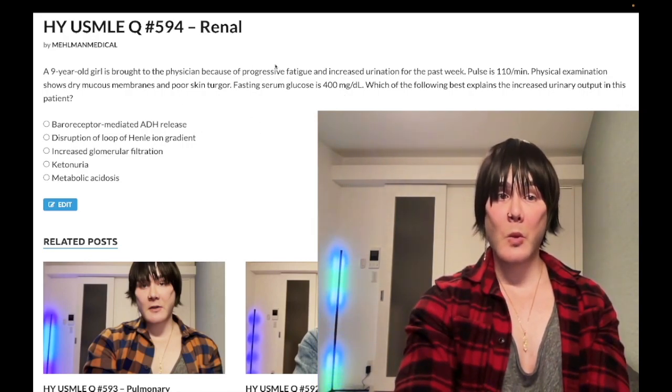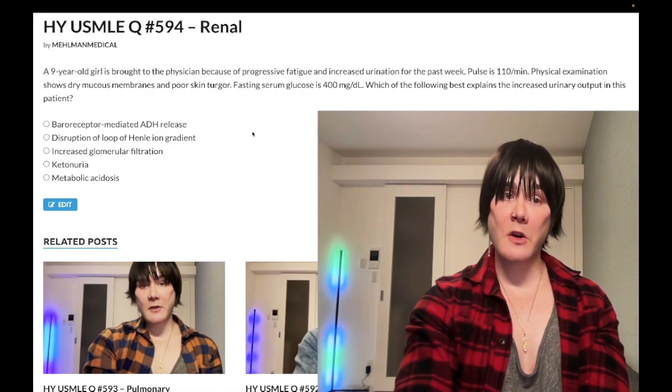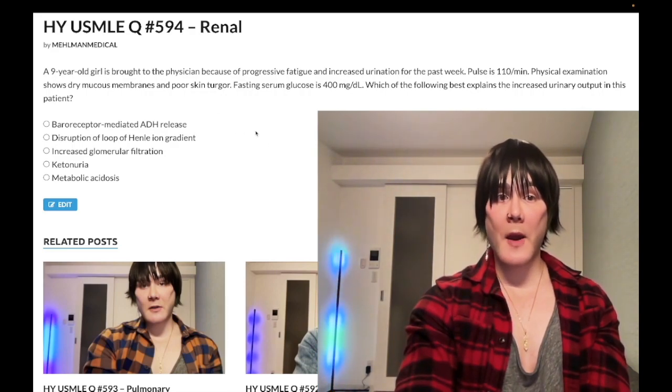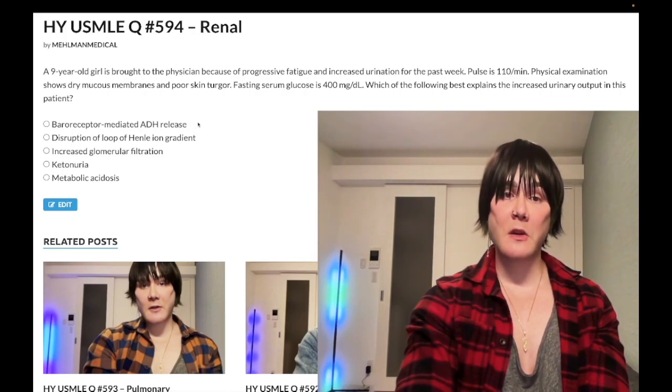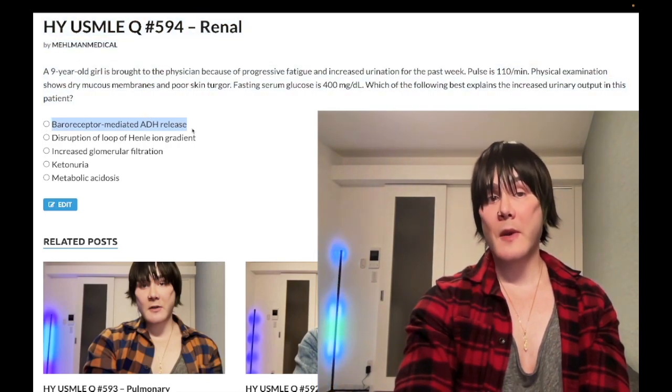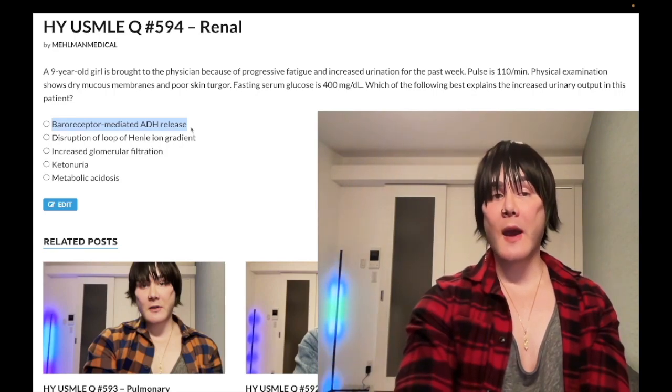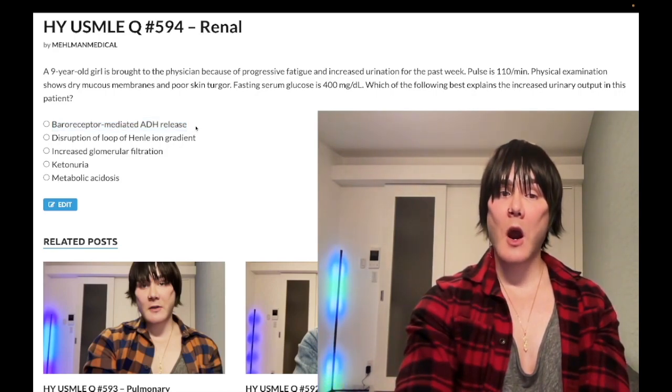So what's the mechanism for the increased urination here? Let's just whip through the answer choices. Choice A, baroreceptor mediated ADH release. Wrong answer. Okay, so vasopressin. Albeit this is exceedingly high yield on family medicine for 2CK, where this shows up as the answer for why we get hyponatremia in heart failure.